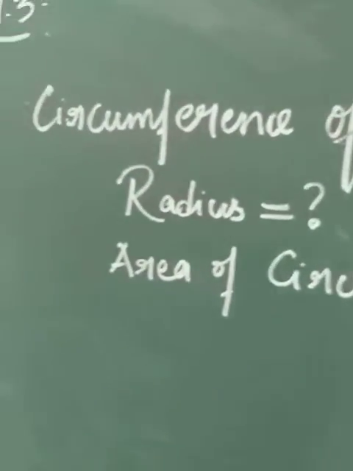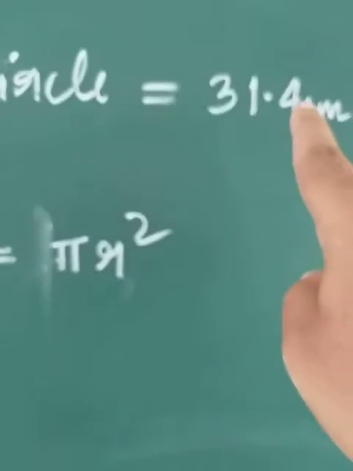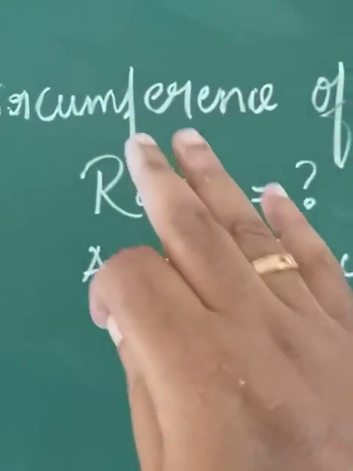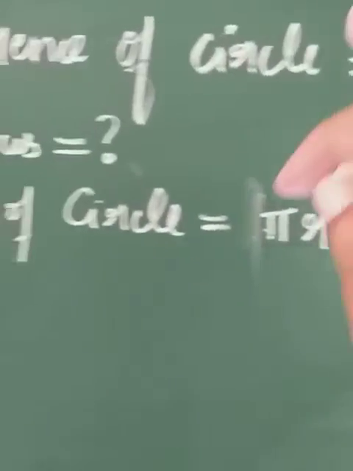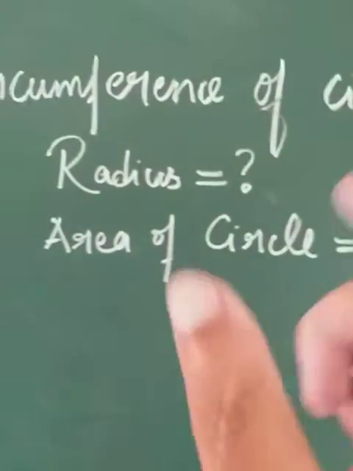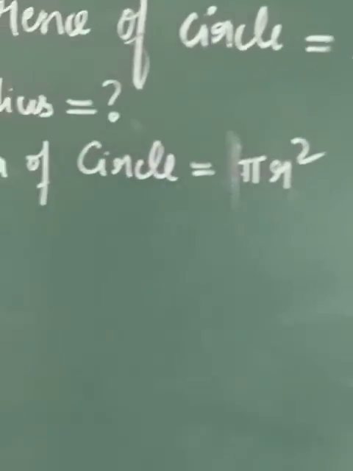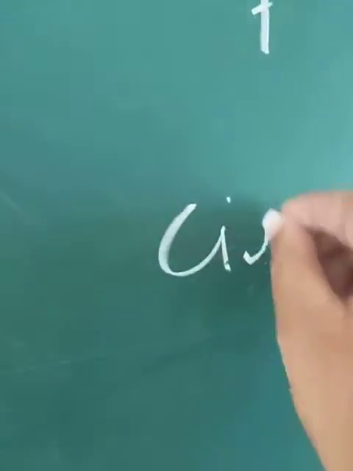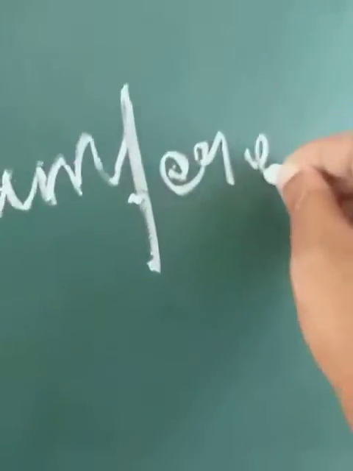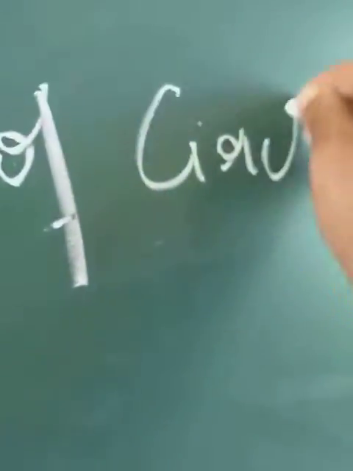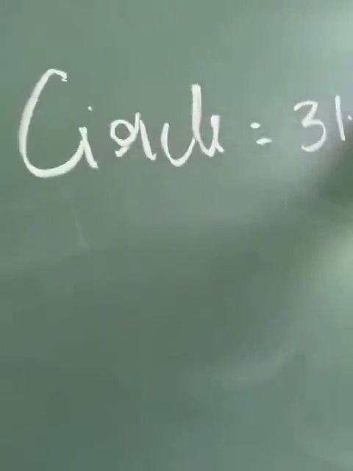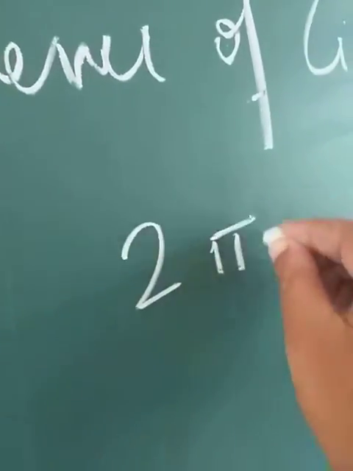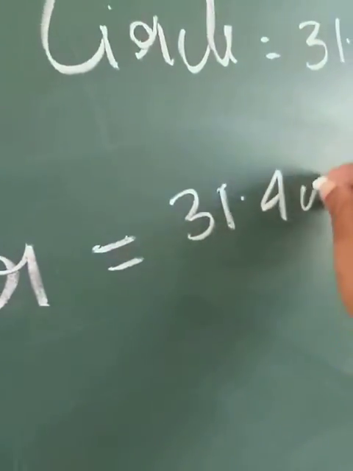For that we have to go to the first sentence, that the circumference of a circle is equal to 31.4 centimeter. I have discussed this matter in a previous question also. When you see that the value of the circumference of a circle is given, or the value of the area of a circle is given, in that case you have to compare the value with the formula. So the circumference of a circle is 31.4 centimeter. Okay, so we will write it down. Circumference of circle is 31.4 centimeter. Now what is the formula of circumference of a circle? That is 2 pi r is equal to 31.4 centimeter.